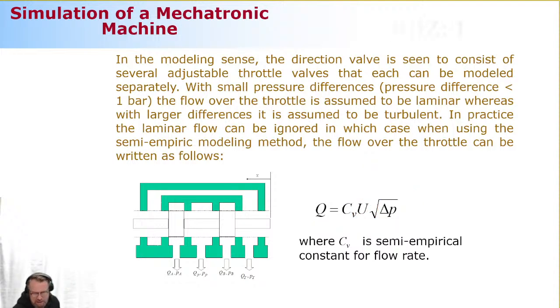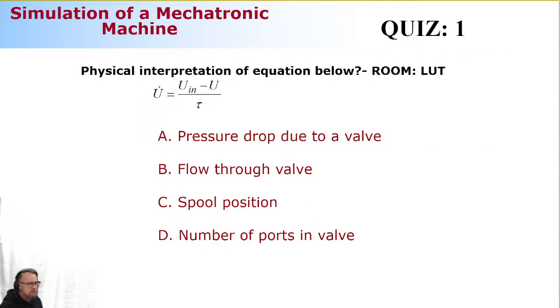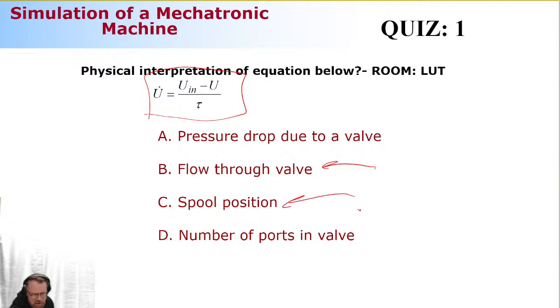Okay, let me ask you this. Physical interpretation of this equation. This equation, which is a U dot, U in, which is a control signal in, U time constant. Is U going to be the pressure drop over the valve? Is it going to be flow through the valve, spool position, number of ports in a valve? Only one is correct. And the in-class quiz is on.